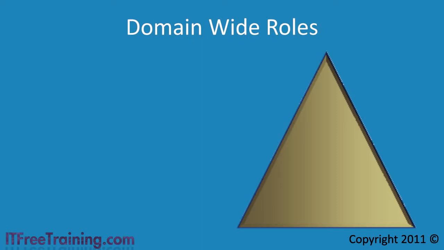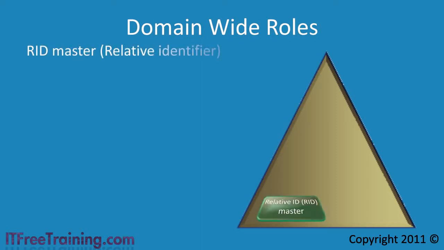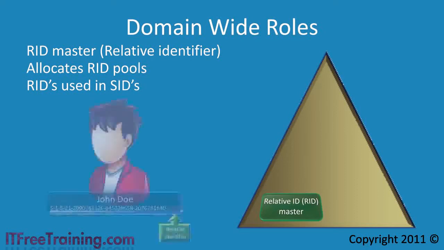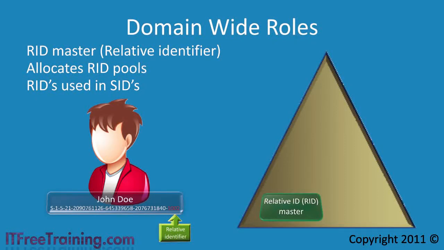The first of these 3 operational master roles is the RID master. The RID master, RID standing for Relative Identifiers, is responsible for allocating RID pools. These RID pools are essentially a lot of sequential numbers used in SIDs. Every object in Active Directory has a SID, or Security Identifier, associated with it. This SID is basically a unique number which Active Directory uses to identify the object. Every user account will have a SID, and also a username associated with it.